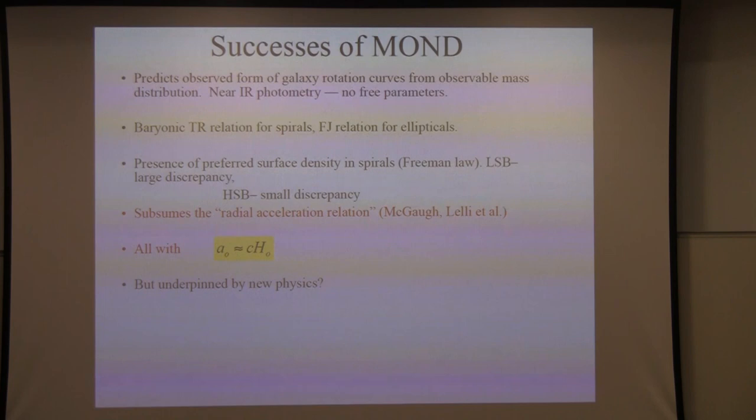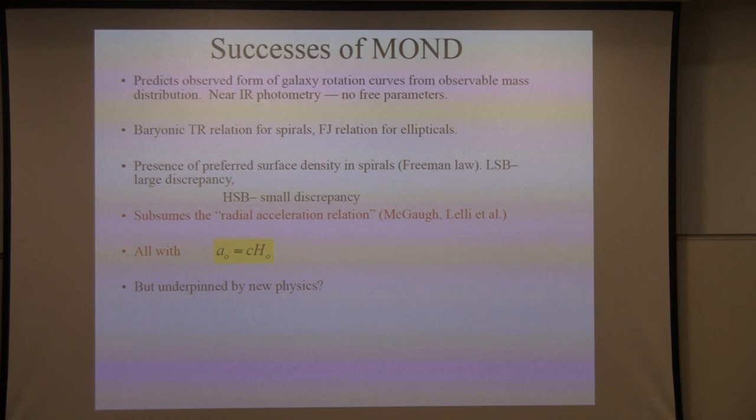Now we know it's best to use the near-infrared photometry, which is available from satellites like the Spitzer satellite. And there are no free parameters. There's only one universal fixed parameter, a naught, and it works. I mean, it's incredible. You have the baryonic Tully-Fisher relationship for spirals, and the Faber-Jackson relationship for ellipticals. They're explained, they're subsumed by this idea.